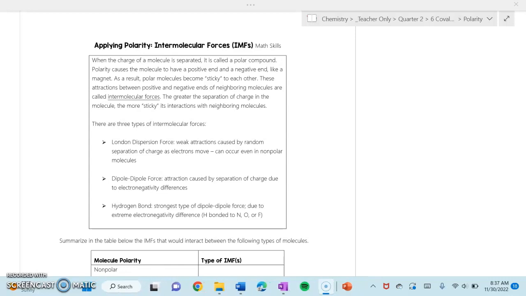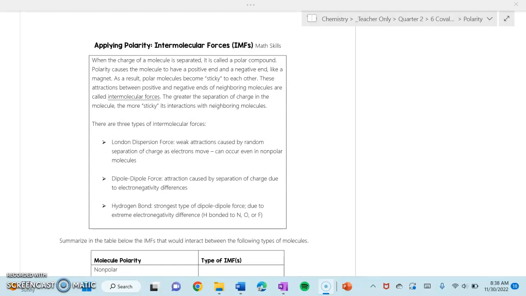Today we're going to apply what we just learned about polarity for molecules through what's called intermolecular forces. Inter, that prefix means between. So we're looking at between-molecule forces. If I just had a bucket of water, I'm looking at what forces are at play between a water molecule and a water molecule.